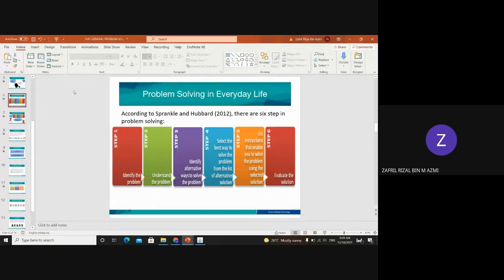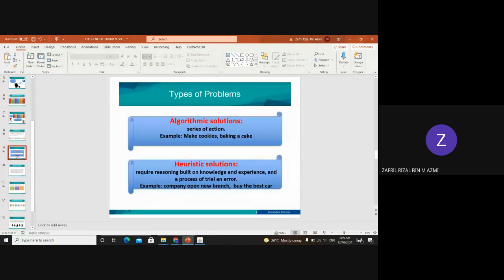Chapter 1 is still general problem solving. And then over here what you need to know is the types of problem. There are two types of problem: algorithmic solution and heuristic solution.